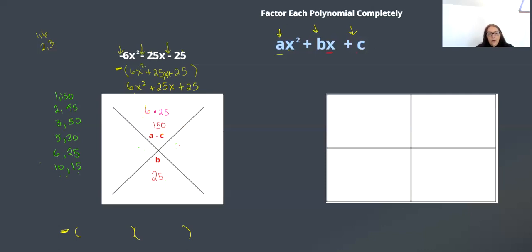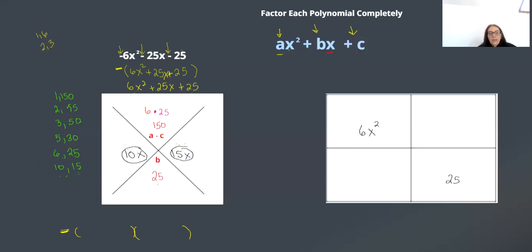And when you put them in there, I want you to put the variable with them. We're using an X, so we're going to use an X. So now we're going to come over to our special box we have here. I want you to look at your AX squared term. The AX squared term always goes in this first box. So we've got 6x squared. And the constant, the number without a variable, always goes in this box. So we've got 25. Now these other two boxes, we need to put in our 10x and 15x.